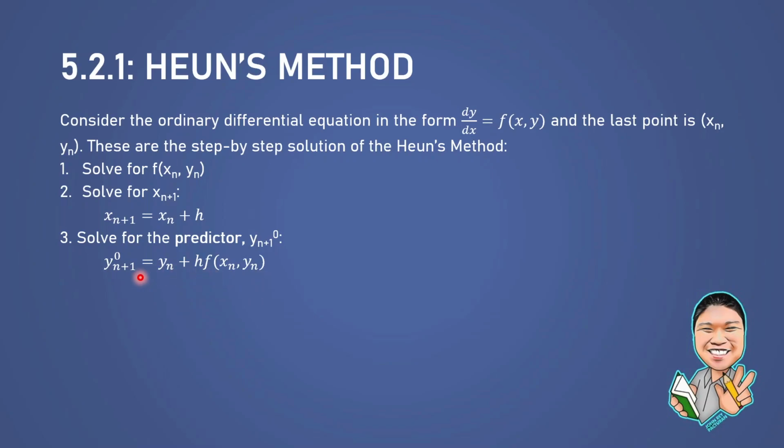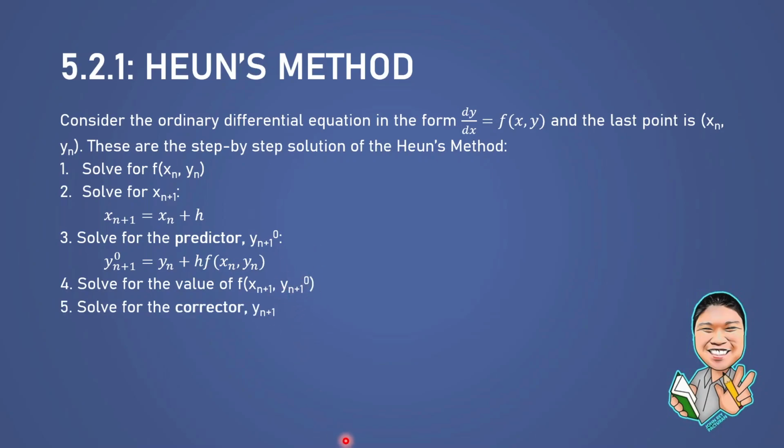So, ang predictor is yung formula lang sa Euler's, di ba? Yung kanina sa Euler's, y sub n plus 1 is equal to y sub n plus h f of x sub n, y sub n. Kaya lang, may superscript lang or parang exponent na 0. But again, ang tawag dito, predictor. So, next tayo is to solve for the value of f of x sub n plus 1, then y sub n plus 1 raised to 0 or the predictor value.